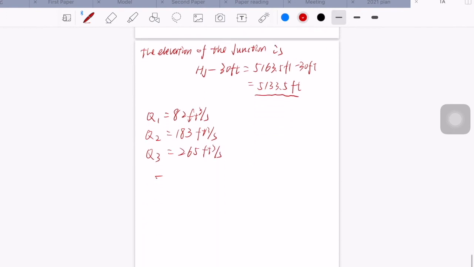So the total flow rate at the junction equals 82 plus 183 minus 65 cubic feet per second. So the value is 0. So the condition is satisfied. So we have done this problem.